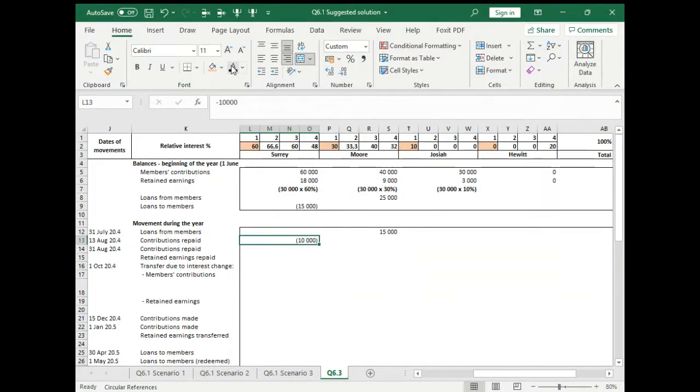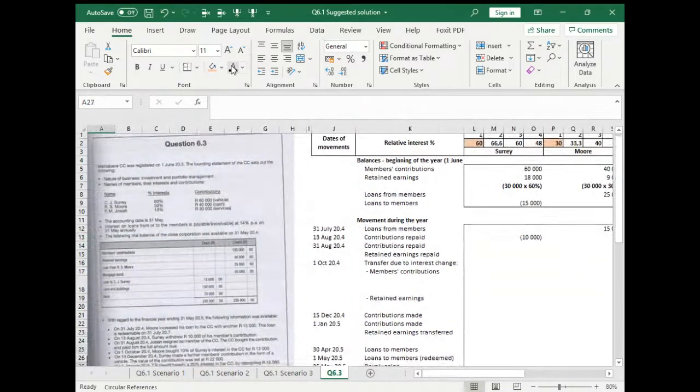Now, normally the disclosure would be consolidated based on contributions, retained earnings, loans to or from members. But because they asked you for detail and specific dates, you show each and every transaction separately in this question. But for disclosure purposes, it will not be in this much detail. The note will be a lot shorter. So that means Surrey is taking equity out of the CC. So he has taken out 10,000 Rand.